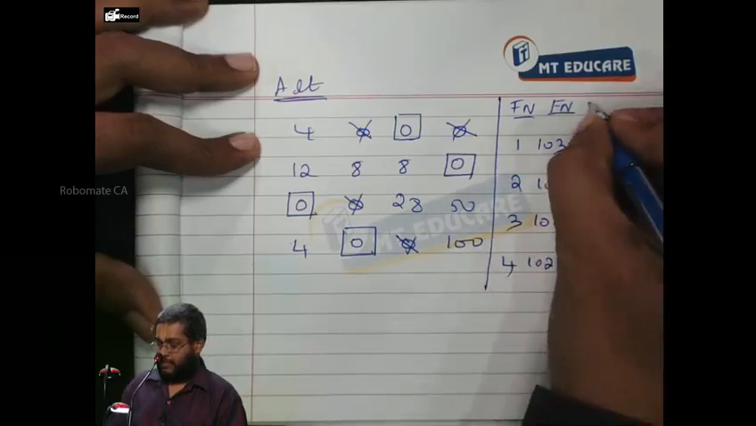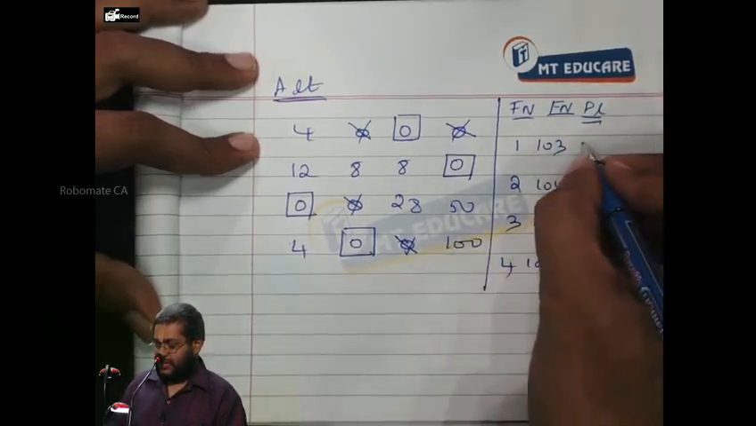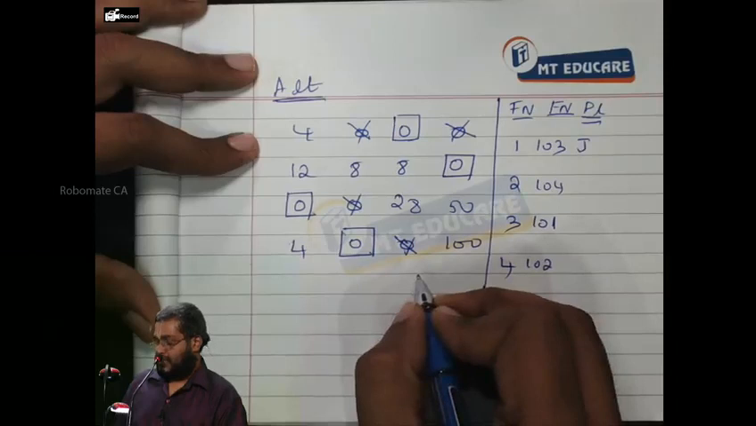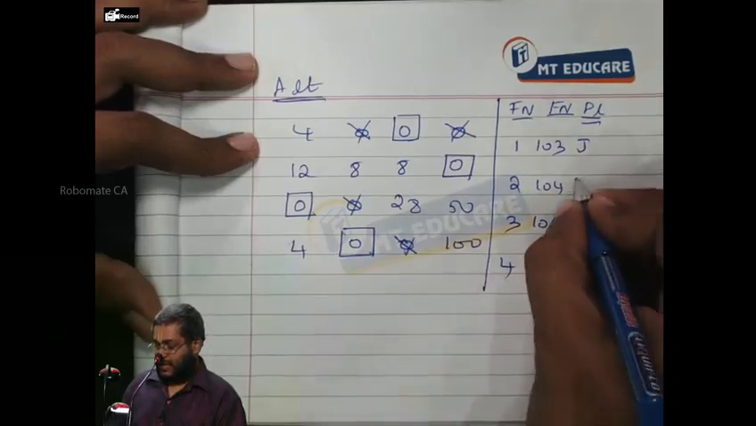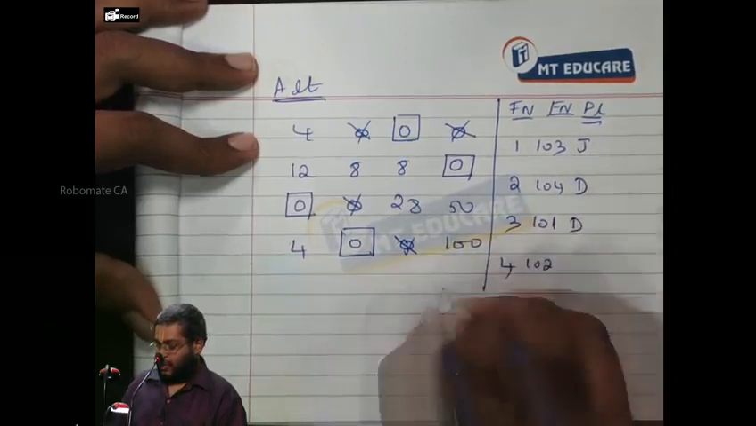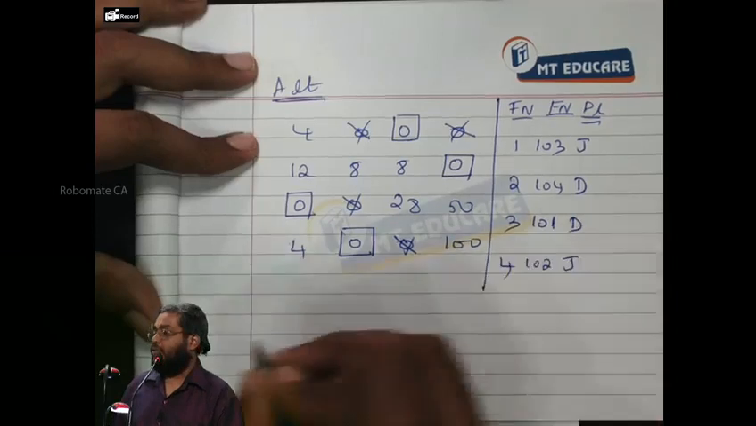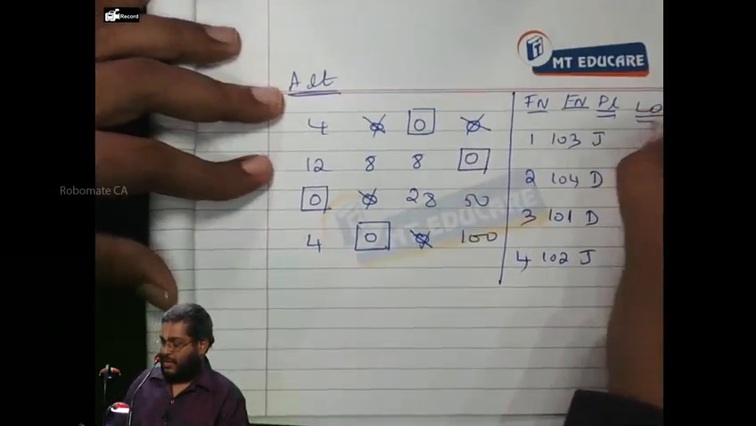Okay, next. Place. 1 and 103, what should be the place? Jaipur. Second case, what is the place? Delhi. Third, 3 and 101, what is the place? Delhi. 4 and 102, the place is? Jaipur. I want the layover time.